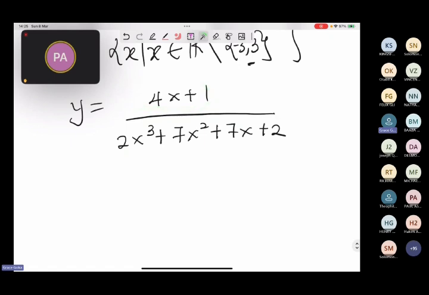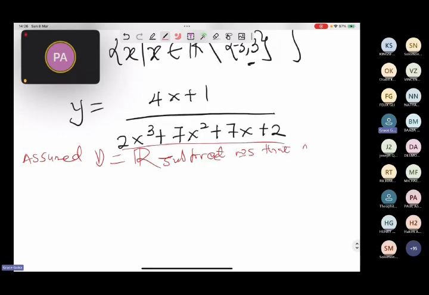So the assumed domain is going to be the set of all real numbers. Then we subtract the numbers that make the denominator become 0. All right, so subtract numbers that make the divisor equal to 0. Because if the divisor is equal to 0, then the function becomes undefined.